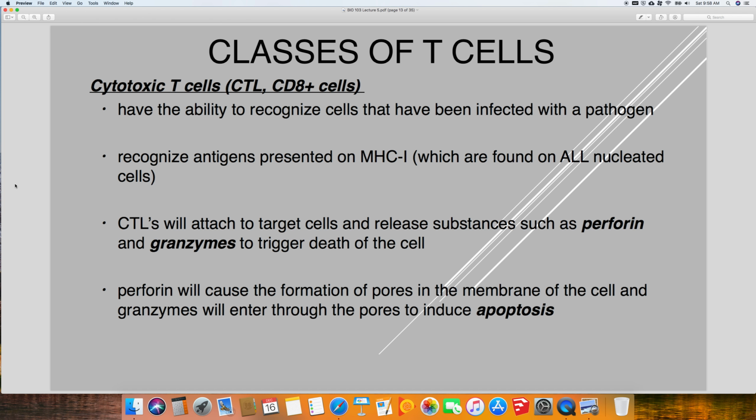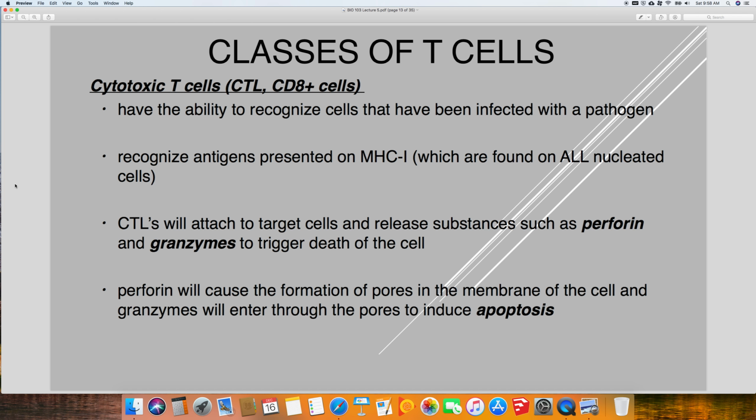Okay. Then we talked about cytotoxic T cells, or CTLs, or CD8 positive T cells. They tend to recognize cells that have been infected with an intracellular pathogen, so things that are inside, like viruses and some intracellular bacteria. And they recognize antigens presented on MHC class I, which, remember, is found for the most part on all nucleated cells in the body. So that's what these CD8 positive T cells will recognize.